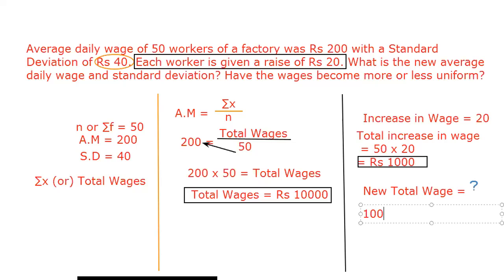That is 10,000 plus 1000, which is equal to rupees 11,000. So the answer is rupees 11,000. This is our new total wages.